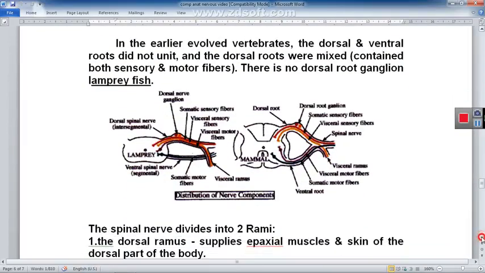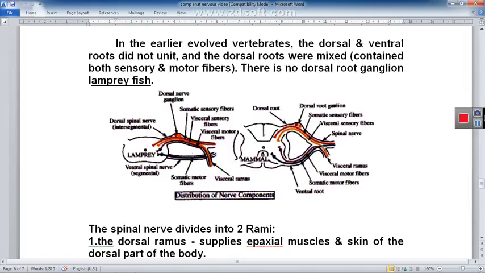In earlier evolved vertebrates, you may not have a union between the dorsal sensory root and the ventral motor root. This is the situation in human and higher vertebrates. The ventral root, which is motor, is related to the ventral horn, which is motor, and the dorsal root, which is sensory, is related to the dorsal horn, which is sensory, and this is the dorsal root ganglia, which contains nerve cells. The sensory dorsal root and the motor ventral root, in higher vertebrates and human, unite at the intervertebral foramen to form the spinal nerve.